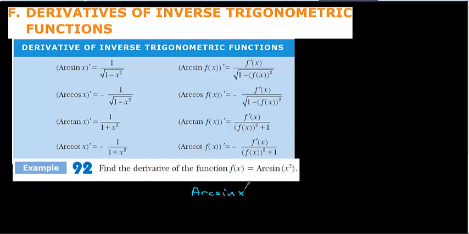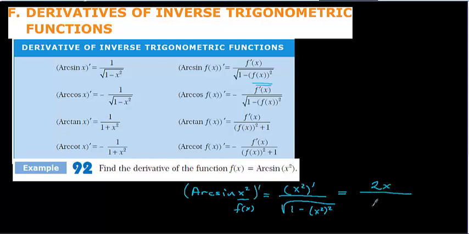The derivative of arcsine x squared is equal to, here f(x) is equal to x squared, so f'(x) over the square root of 1 minus f(x) squared, which means the derivative of x squared over the square root of 1 minus x squared squared. It's equal to 2x over the square root of 1 minus x to the power of 4, since multiplication of powers, 2 times 2, is 4.